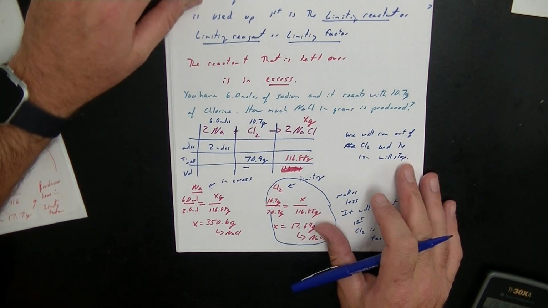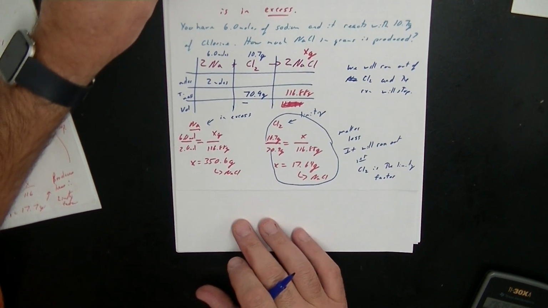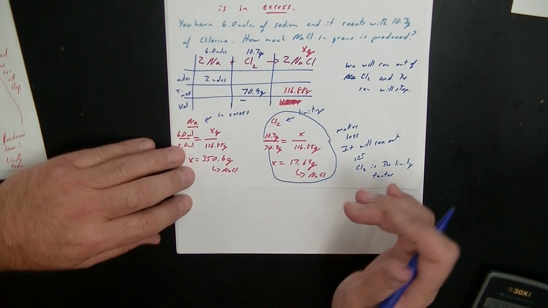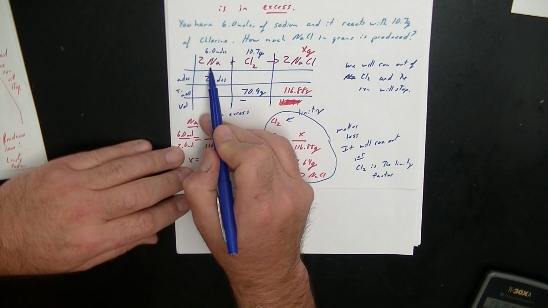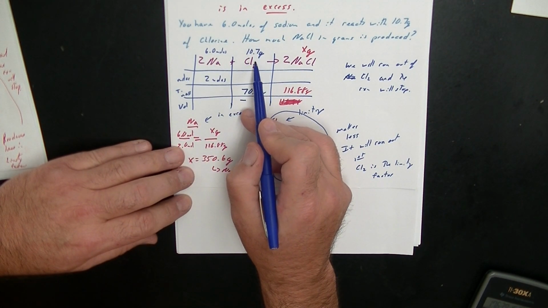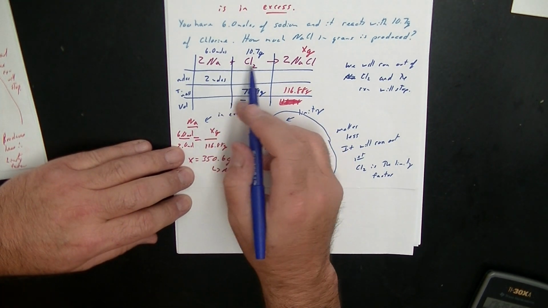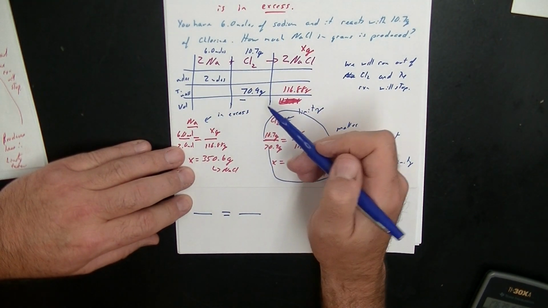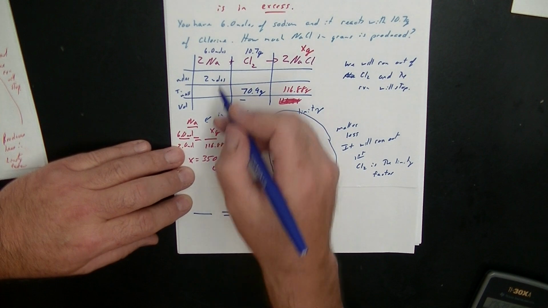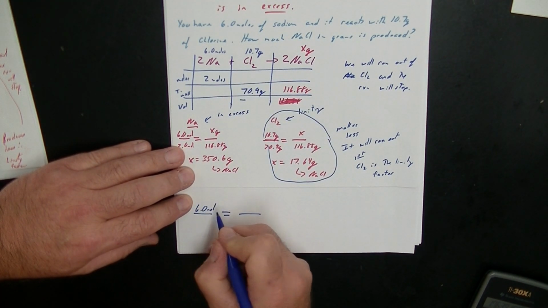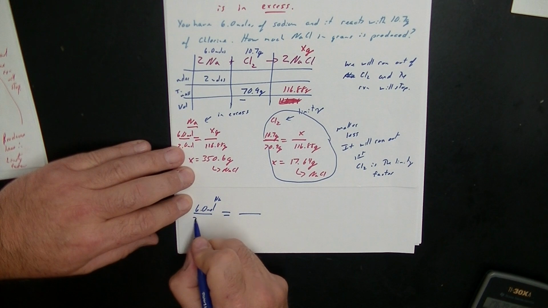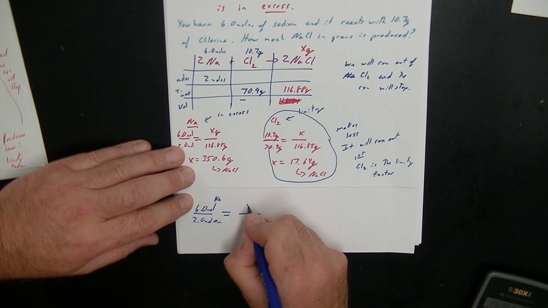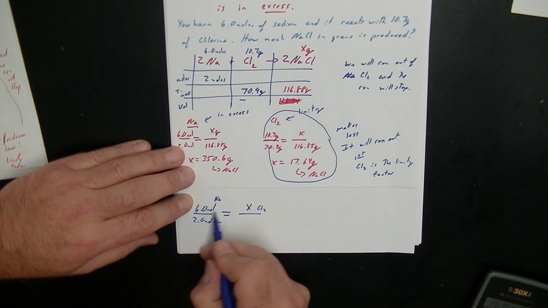Now I want to show you another little trick, and I don't have room, so I'm going to just do it right down here. If you're trying to figure out the limiting factor, there's another way you could do it. I know that I have this much Na and this much chlorine. So I could set up a ratio, and I'm going to pick one. It doesn't matter which one. I'm going to pick the Na. If I have 6.0 moles of Na over 2.0 moles of Na, how many grams of Cl2 do I need to completely react with it?